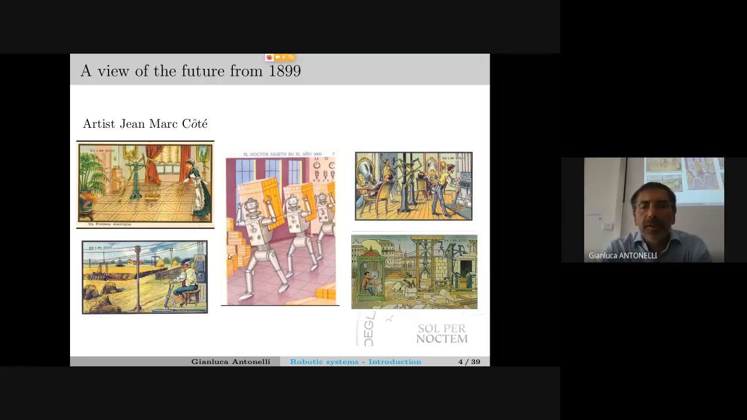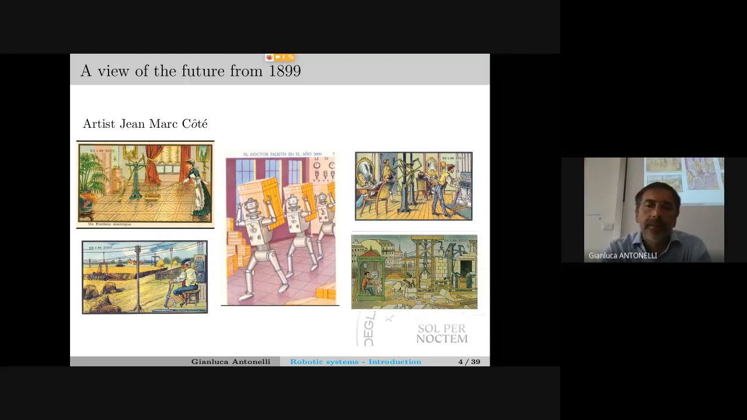What is the expectation of robotics? What was the expectation of robotics when technology was just arising? Those are postcards from an artist, a French one, in 1899, a very few years after electricity was popular. Here we have a robot that is cleaning. This is an agricultural robot. Those are carrying heavy items.